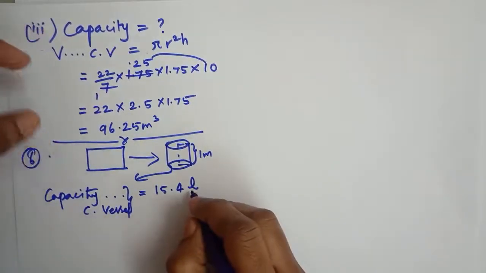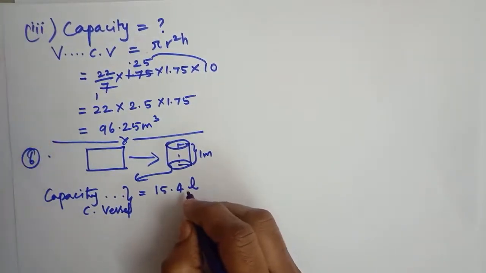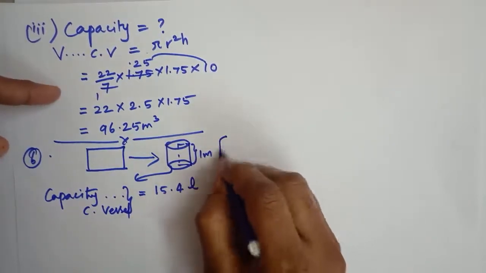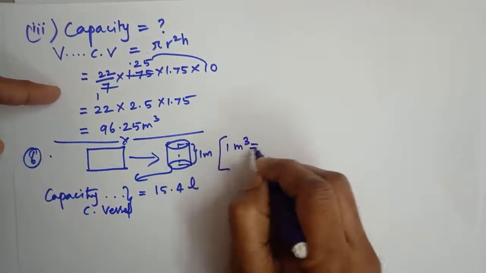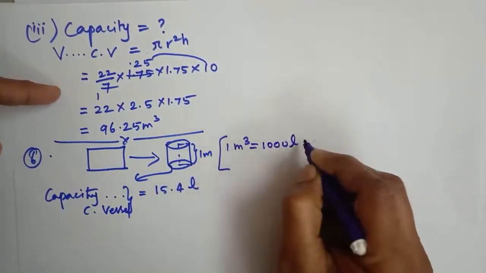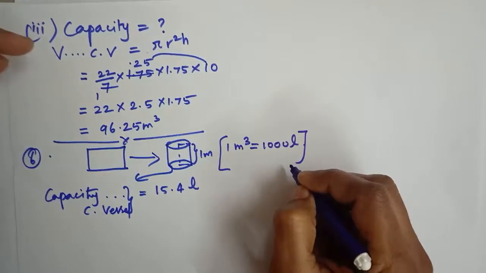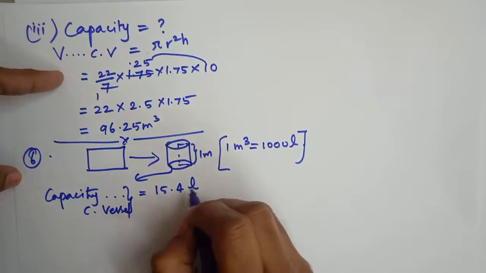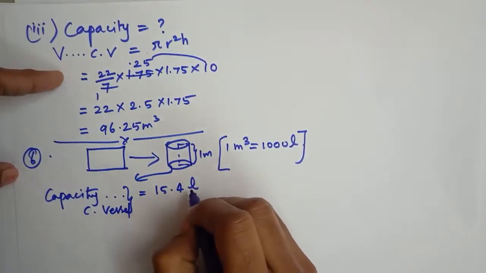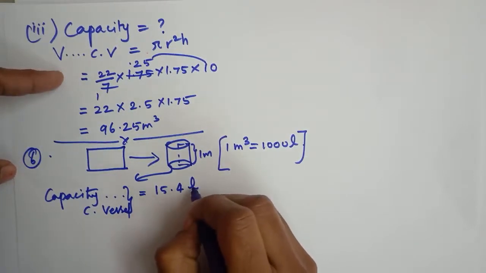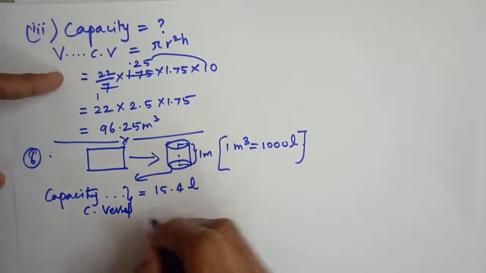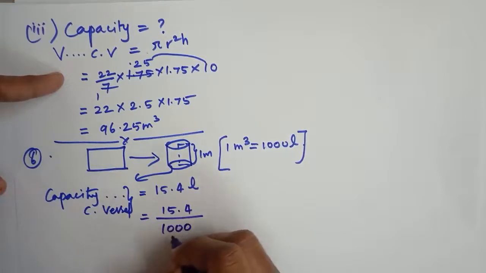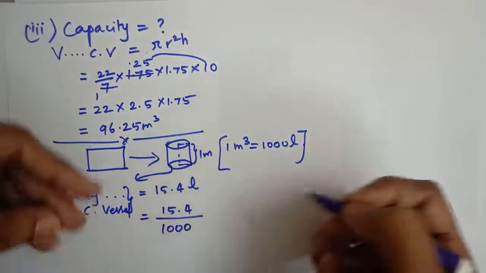So we should change it into meter cube. How do you change it, students? Listen, already I have taught you. 1 meter cube is equal to 1000 liter. Now we want to change liter to meter cube. How do you change it? If you divide 15.4 by 1000, then you can easily change it into meter cube.